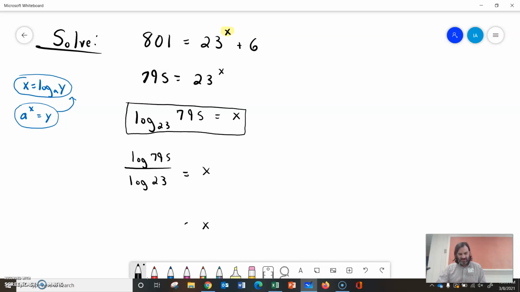If you want a decimal approximation, you can put it in the calculator. So you can do log of 795, divide that by log of 23, and it comes out to be about 2.1299. So any of these three versions here are fine. You just got to know how to get there. If you're going to solve this appropriately, you're definitely going to go through the first version. You can take it to the second version. You can take it to a decimal if you like.